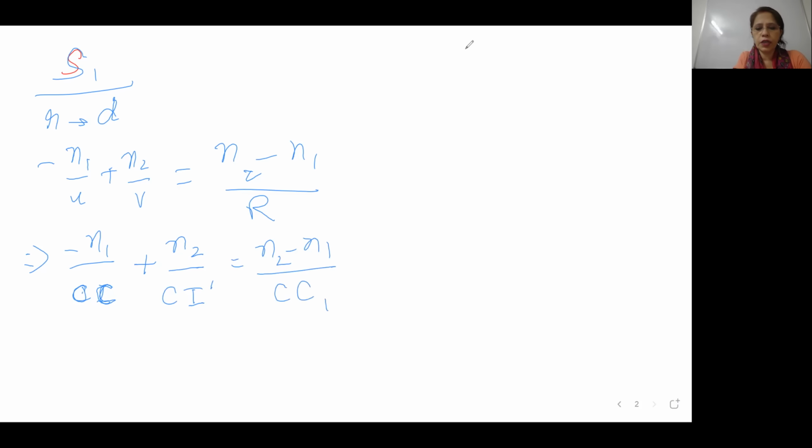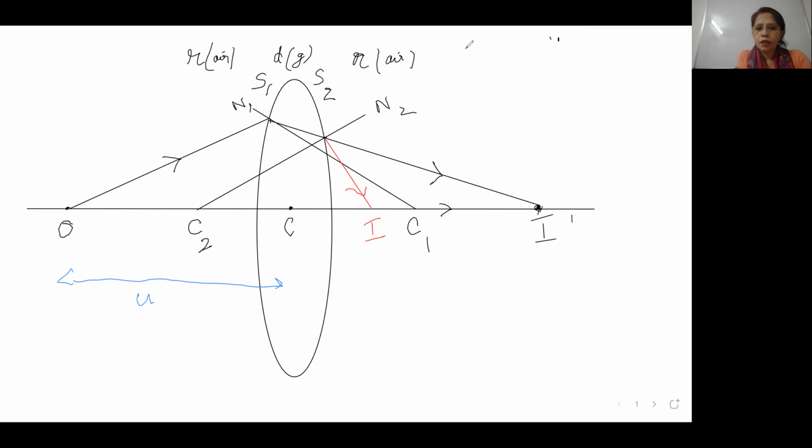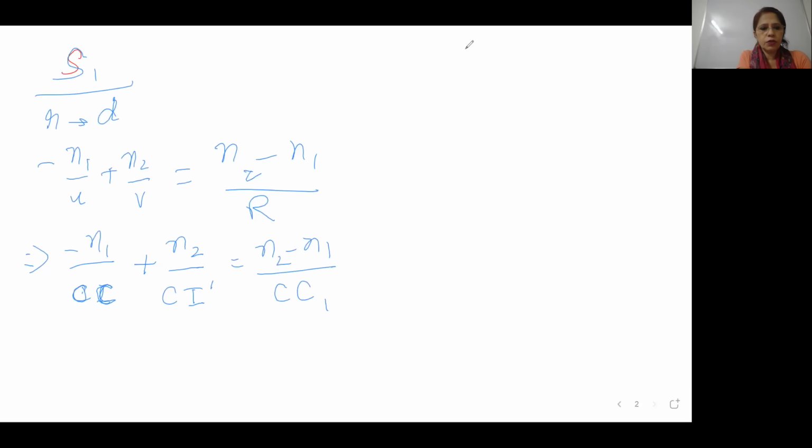Now children, shall I write your OC1? That means U is OC. OC is minus or plus? According to sign convention, it will be minus. So the formula here becomes N1 upon OC, this minus minus becomes plus, N2 upon CI dash equals N2 minus N1 upon CC1. Put this equation number 1.